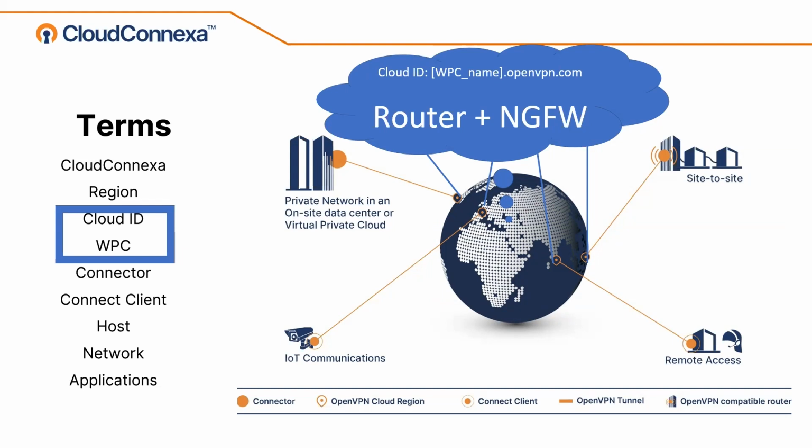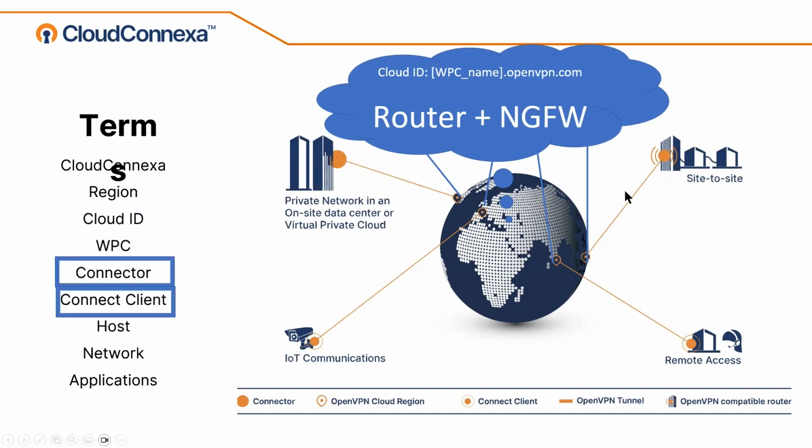And this URL, wpc.name.openvpn.com, you can use to access your administration portal and to download configuration profiles into your clients. So simplistically, you can think about your CloudConnexa overlay network, which we call WPC, Wide Area Private Cloud, as kind of a virtual distributed router and a next generation firewall, whose ports you can think of are the regions that are spread all over the world.